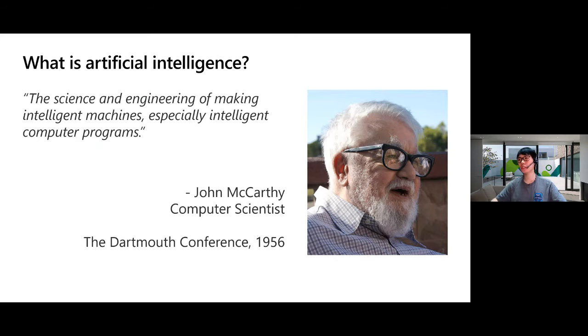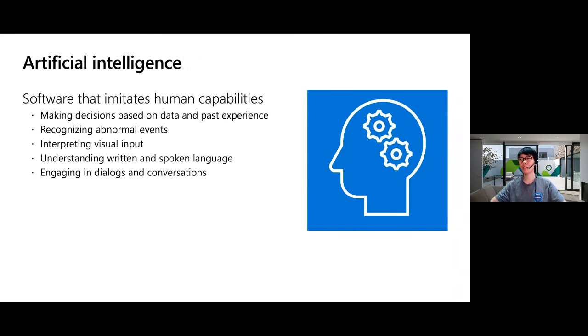The term artificial intelligence was coined by John McCarthy, an American computer scientist in 1956 at the Dartmouth Conference. John McCarthy said that the AI is the science and engineering of making intelligent machines, especially intelligent computer programs. Our definition: AI is a program which learns from experience in order to address new situations without explicit instruction. It is a field of computer science dedicated to simulating human intelligence. It is software that imitates human capability.